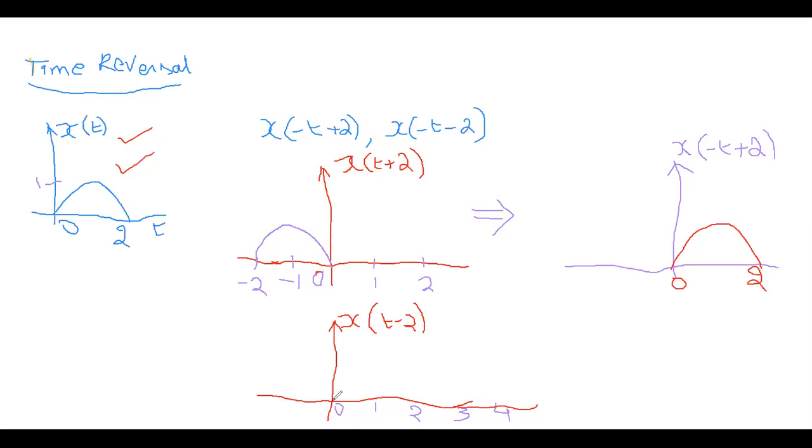Now, see here. If this particular signal x of t is delayed by 2 units, it means obviously your signal starts at 2 and ends at 4. Your signal starts at 2, ends at 4.